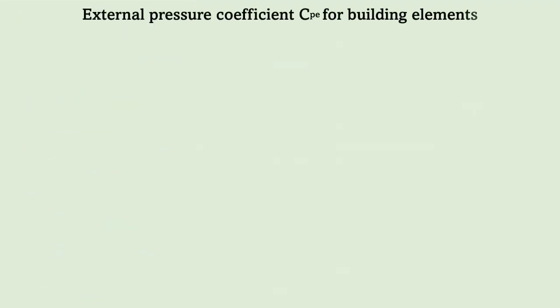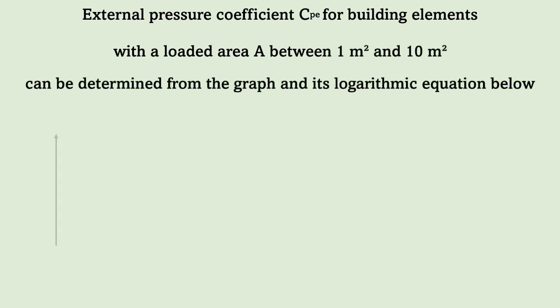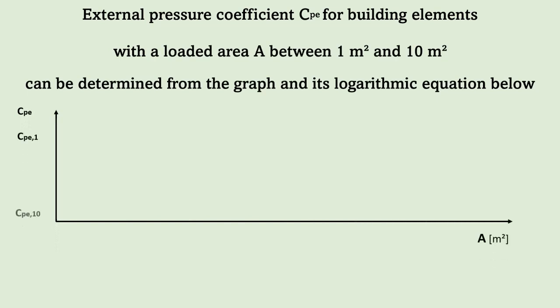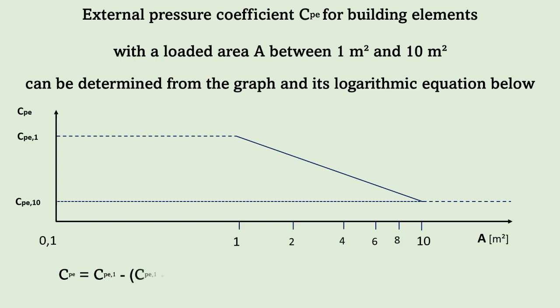External pressure coefficient Cpe for building elements with a loaded area A between 1 and 10 square meters can be determined from the graph and its logarithmic equation below. Cpe equals Cpe1 minus, between brackets, Cpe1 minus Cpe10 times log A. A is the area between 1 and 10 square meters.